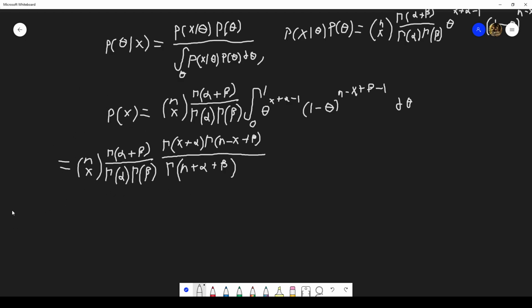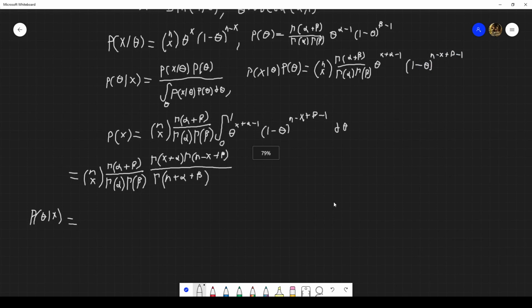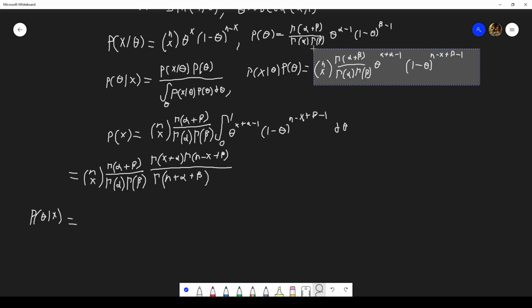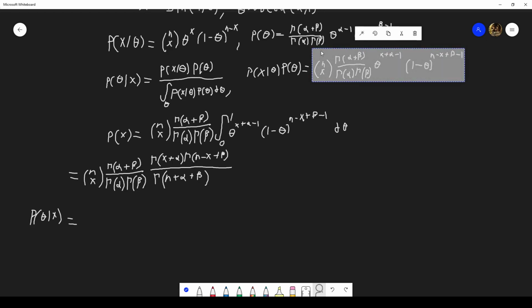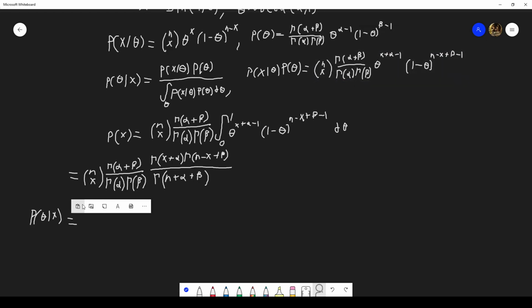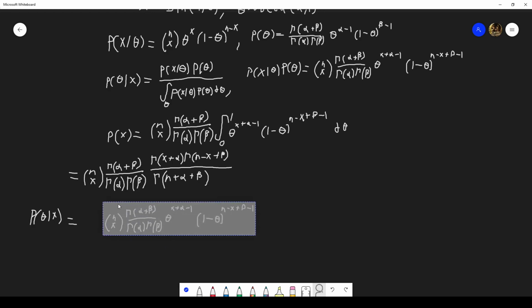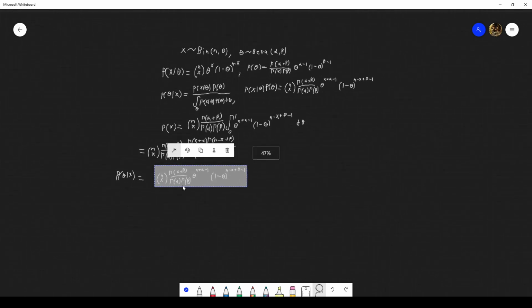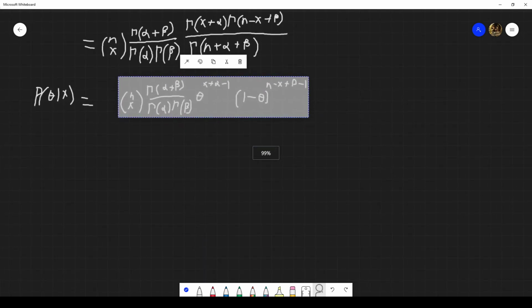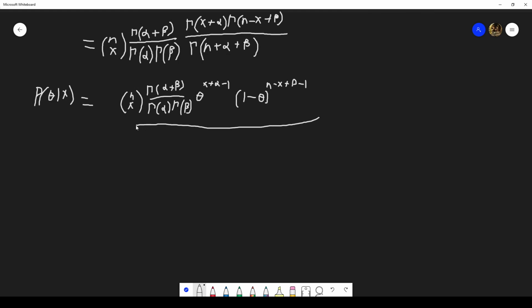And so now to get the posterior distribution, probability of theta given x, well, now we just divide these two. So we have the likelihood up here. In fact, let me copy these things so I can save some time. So we have our joint density, and let's divide that by our marginal density.